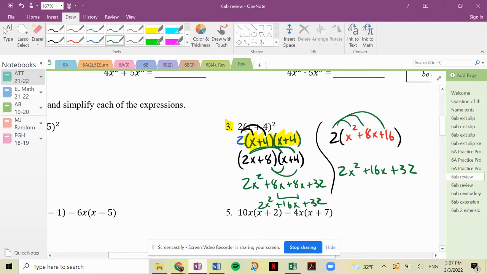Just a reminder that you cannot square just the x and just the 4. That's not how exponents work, and you can't distribute that 2 before addressing that squared.